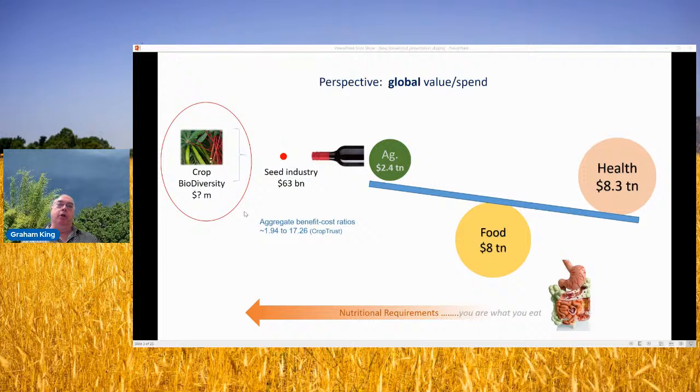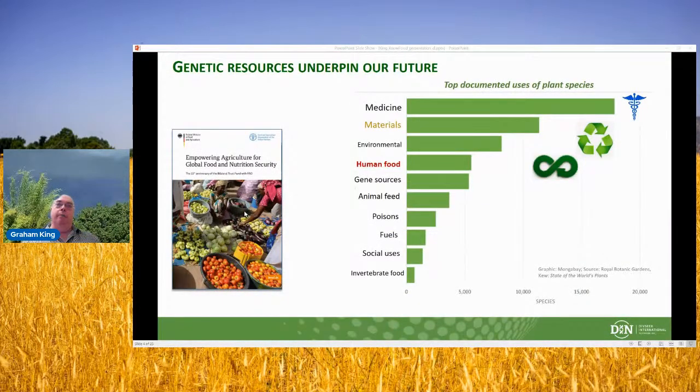I'm going to be focusing on this, and this is where we also need to take into account that food is only one of the calls on plant variation. Even in terms of land availability, many more species are harnessed for medicine and biomaterials and so forth than for food. This is something we've really got to address if we need to feed the world with appropriate nutrition.